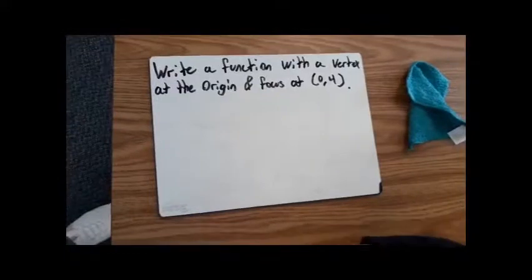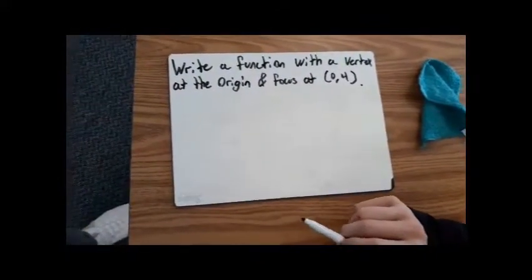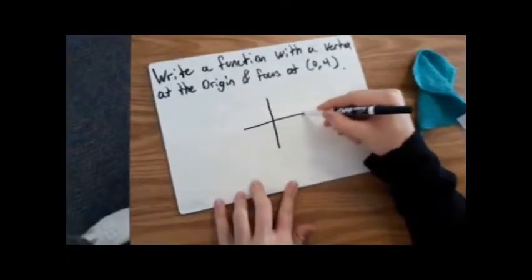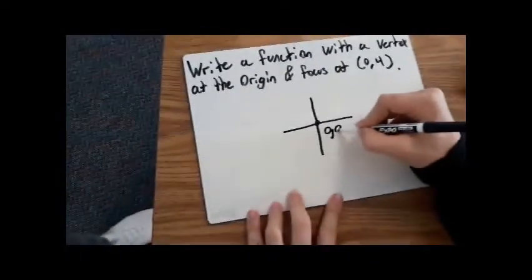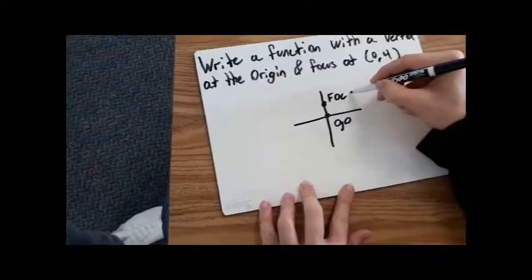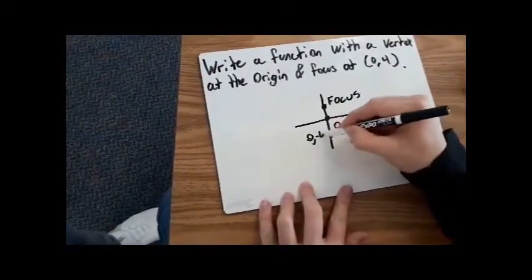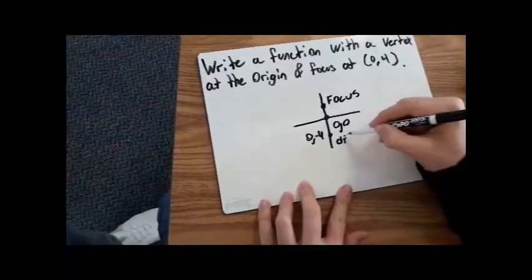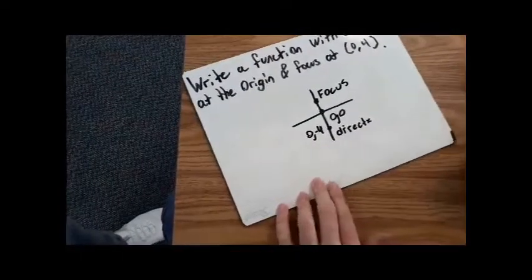The question says, write a function with a vertex at the origin and focus at (0, 4). So then you draw in your coordinate plane, and here at (0, 0) is our vertex, and then up 4 would be our focus at (0, 4), and then down 4 at (0, -4), we'd have our directrix. And then from there you just plug it into the equation.